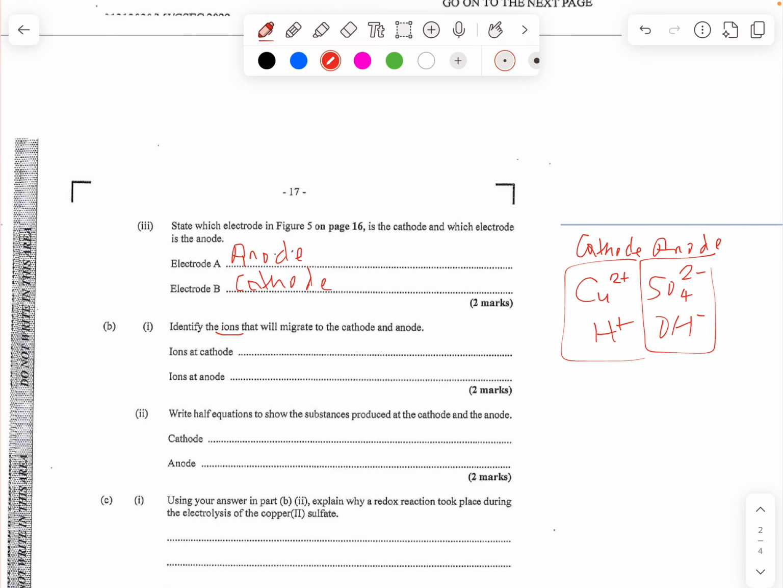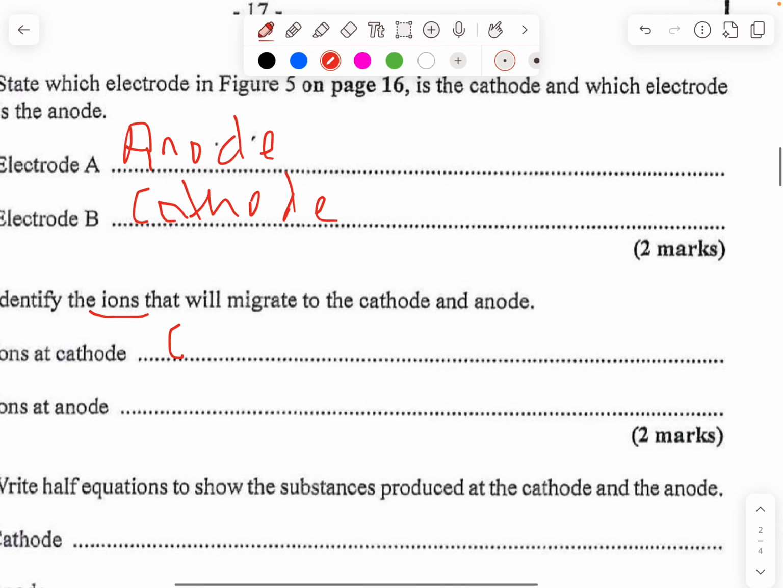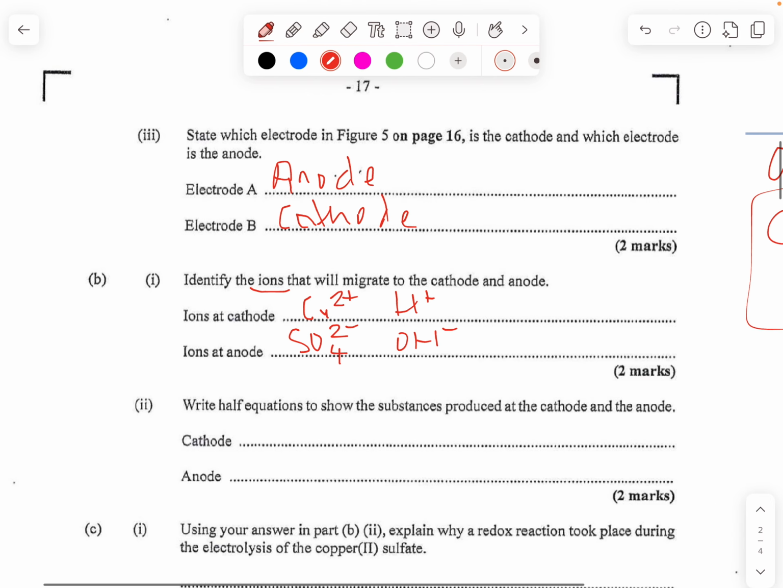So I'm going to write in all my electrons. So Cu2+, H+, and OH-, SO4 2-. Notice how I have my charges because those are ions, right? You could also write the word form of it. You could say copper ion, hydrogen ion, sulfate ion, hydroxide ion. But I do recommend you writing out your actual chemical symbol and their charges.